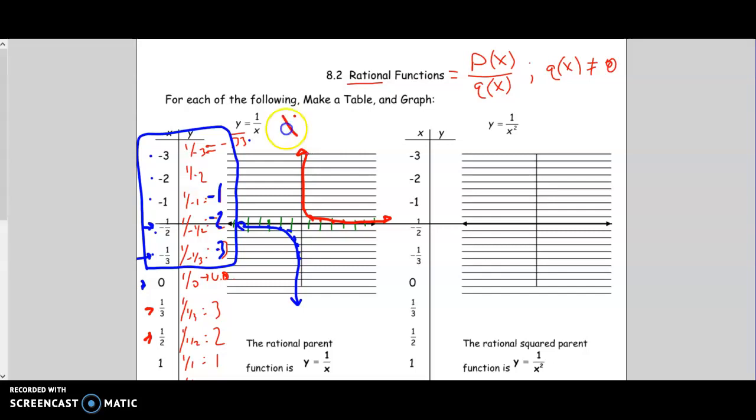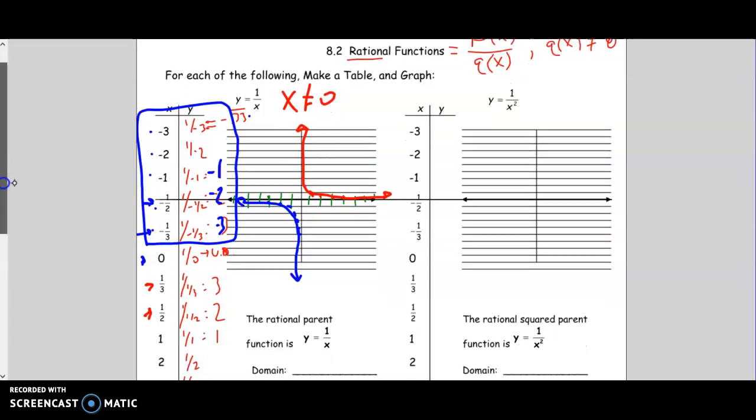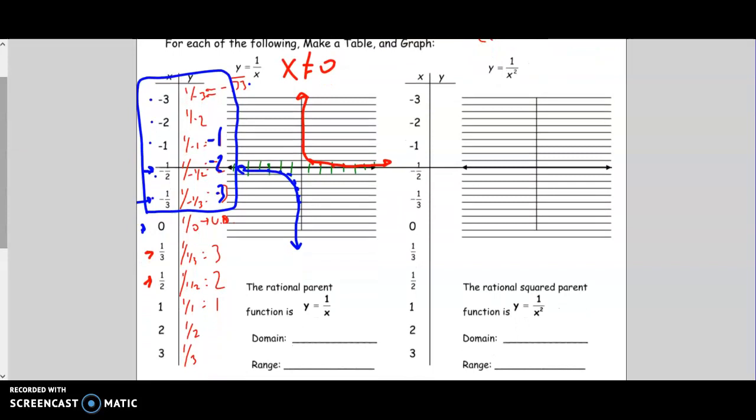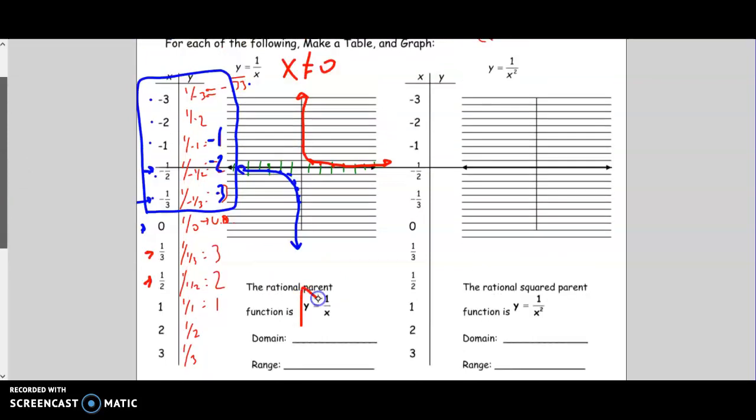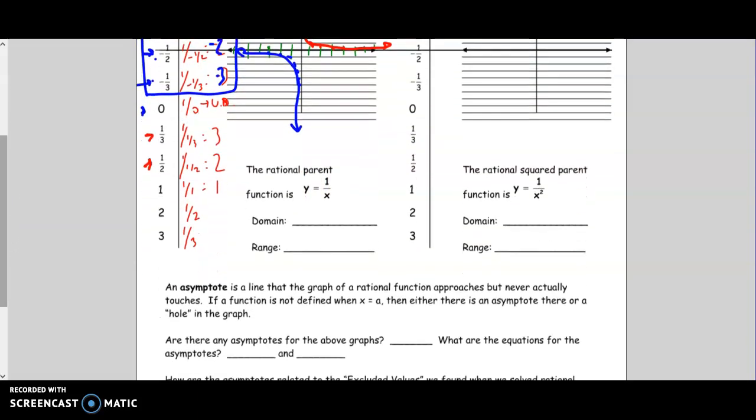A few things, x cannot be 0, as you can see here, cannot divide by 0. We're going to define that here. Let's do domain and range and we'll go back to characteristics of it. All right, domain, x cannot be 0.